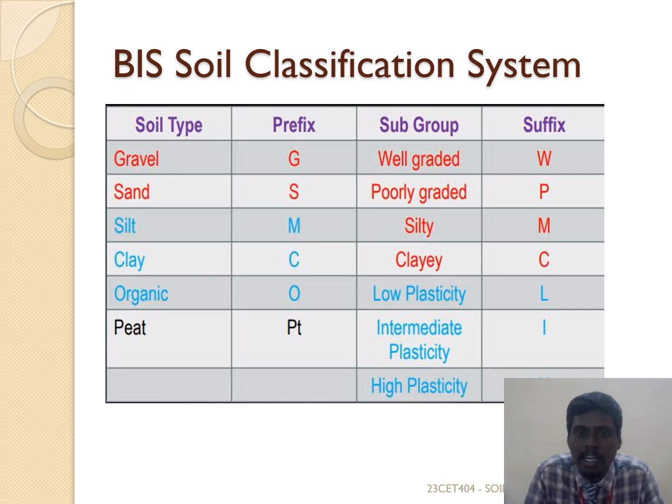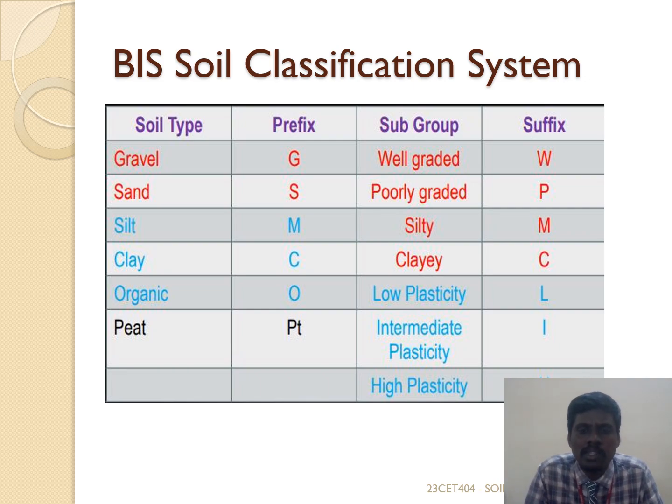For example, the first type of soil is well graded gravel, that means GW, poorly graded gravel, that means GP, silty gravel, that means GM, and clayey gravel, that means GC. So the gravel has four types. And the next one is sand. Sand also has four types, that means well graded sand, poorly graded sand, silty sand and clayey sand.